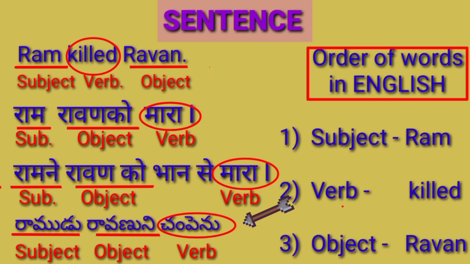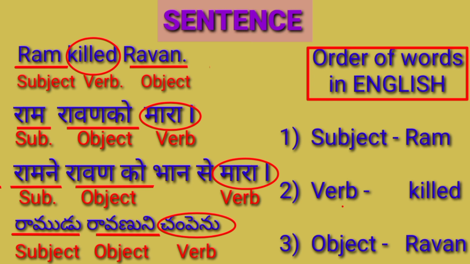In any Indian language, the construction of a sentence is in this order only. See the example in Hindi. Ram Ravan ko mara. That is subject, object, verb. Even if the sentence is bigger, the verb is placed at the extreme end of it. Example, Ram ne Ravan ko baan se mara.